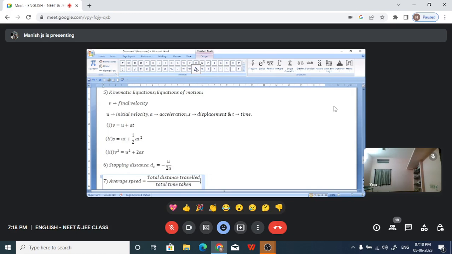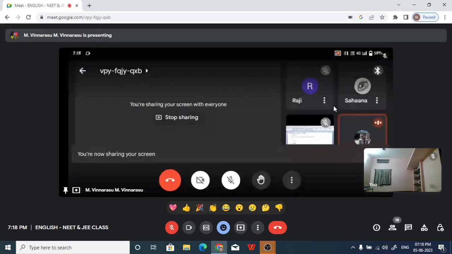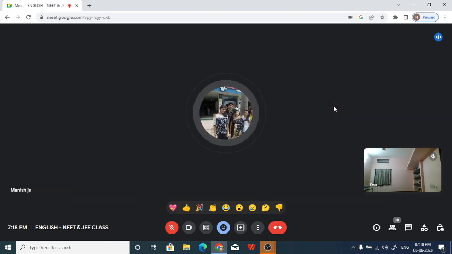So this is the average speed formula. Again, the unit is the same, which is meter per second. There is no change in the unit, and it is again a scalar quantity. Average velocity, that formula also we would see. Average velocity is given by the formula total displacement, or net displacement, upon total time.